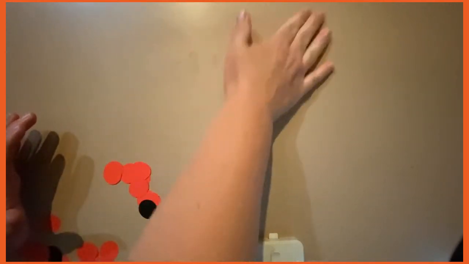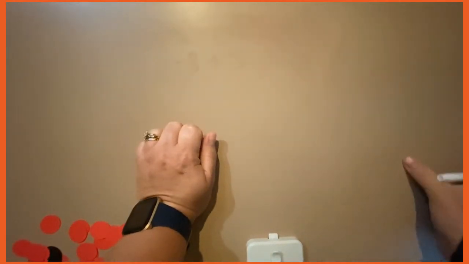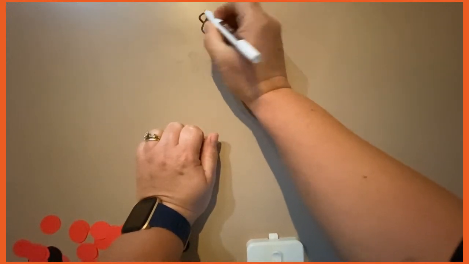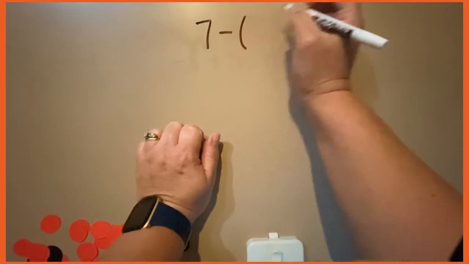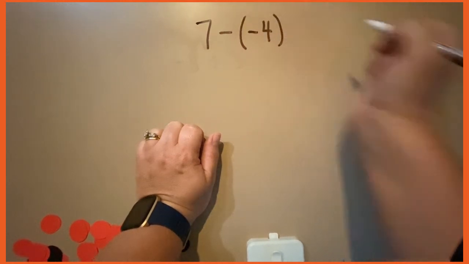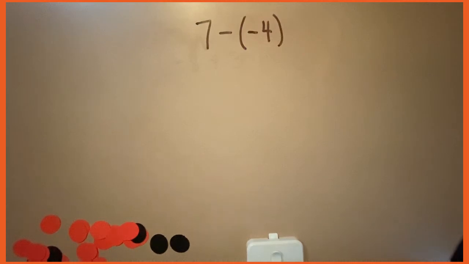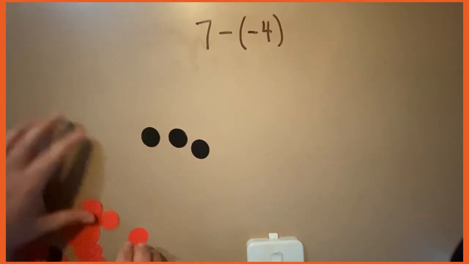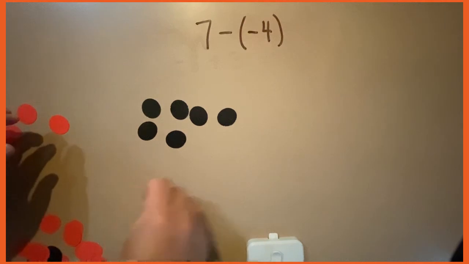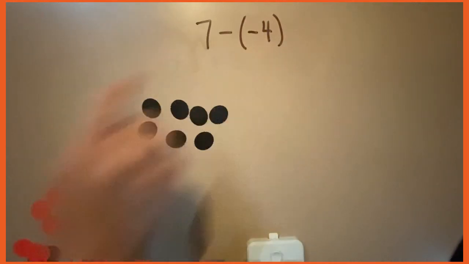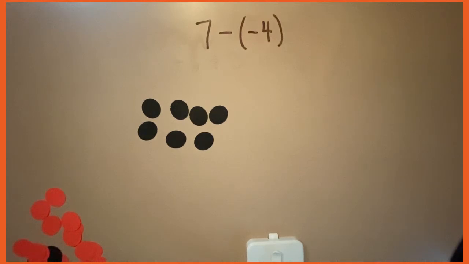Okay, so far, everything we've had has had the same signs as far as subtraction. Let's look at one that doesn't. Let's do 7 minus -4. So I'm going to start with 7 of the positives. That's 1, 2, 3, 4, 5, 6, 7. And this says to take away 4 red. I don't have 4 red ones there to take away, do I?